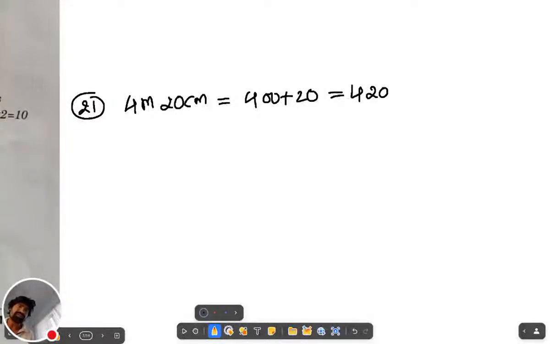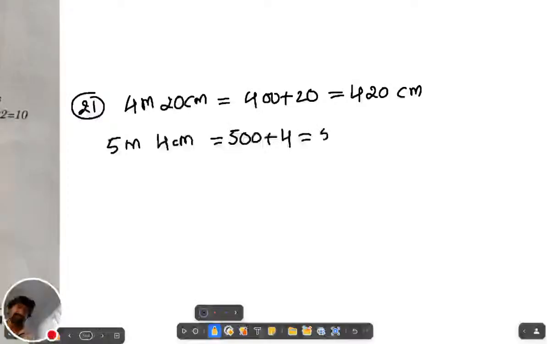First of all, we have to convert 4 meters 20 centimeters into centimeters. 4 meters means 400 centimeters plus 20 centimeters, which equals 420 centimeters. And 5 meters 4 centimeters means 500 centimeters plus 4 centimeters, which is 504 centimeters. So we need to find the highest common factor of these two numbers.